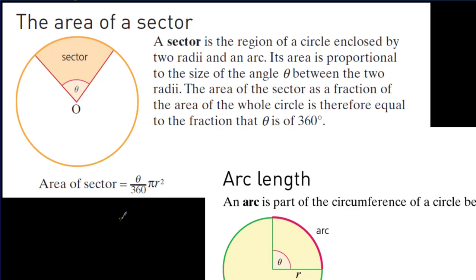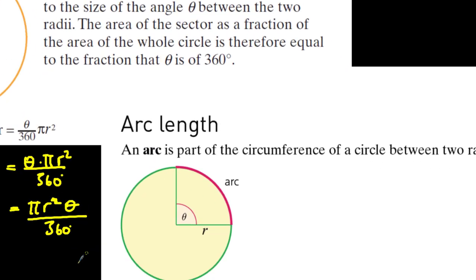And I want to mention only one more extra here: the area, which is equal to theta over 360 times pi r square, can also be written like this: theta times pi r square over 360 degrees, or pi r square theta over 360. You can see this in different books.